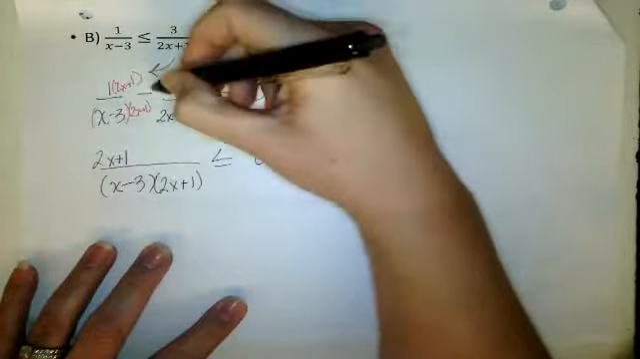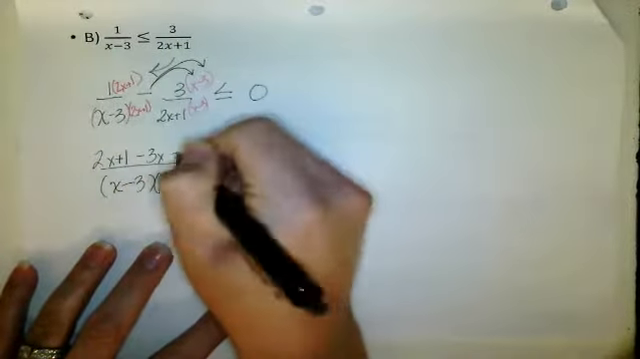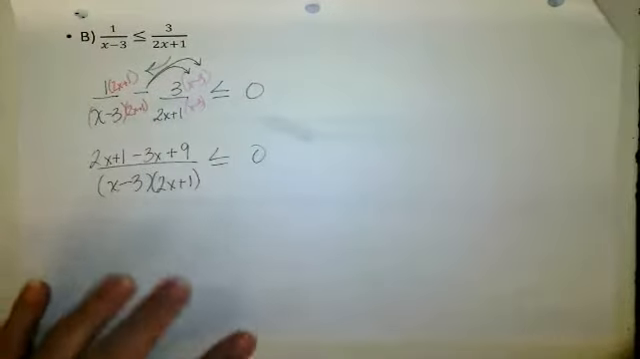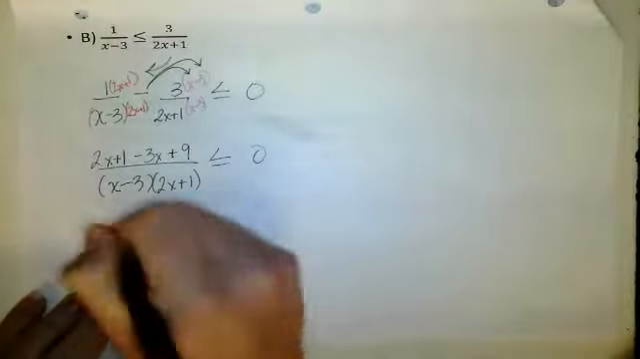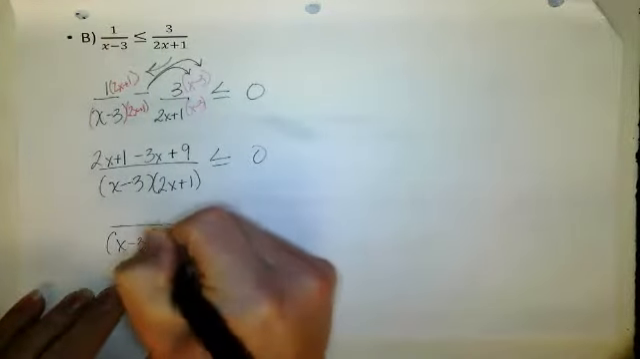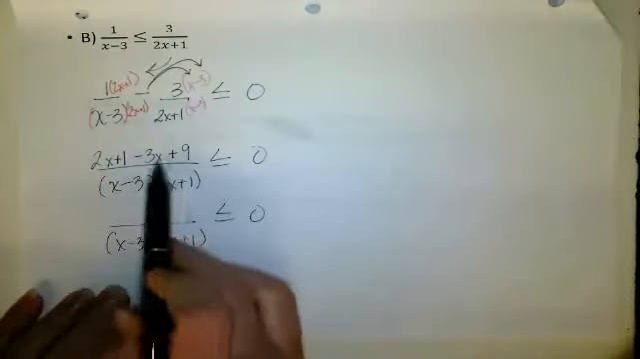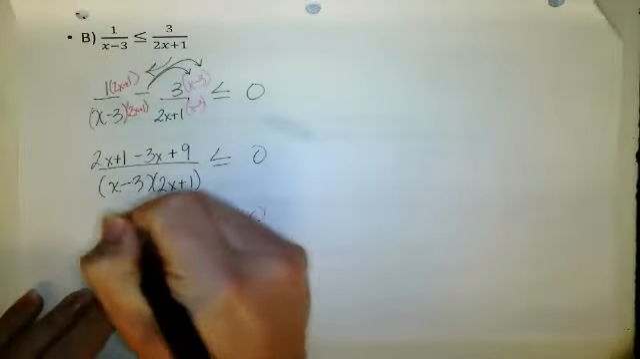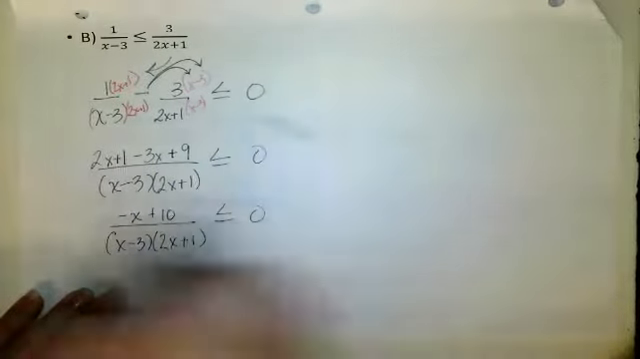So 1 times 2x plus 1 is 2x plus 1. What are we distributing for the second thing here? Negative 3 gets distributed. Negative 3x, positive 9. And so we have 2x minus 3x is negative x, and 1 plus 9 is 10.